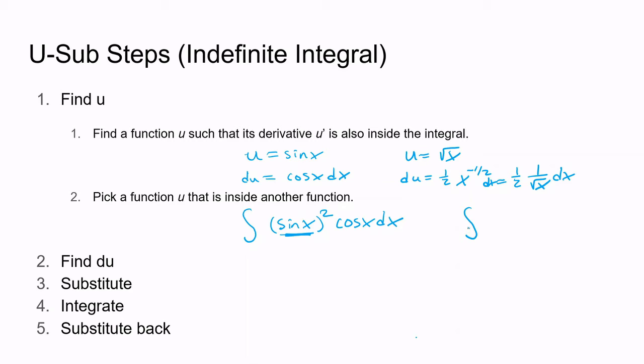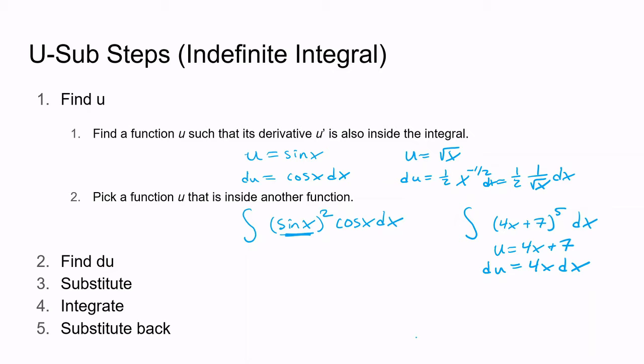Another example that was similar to one in the worksheet, we had 4x plus 7 to the 5th. And again, as we stated in class, you could just multiply out this 4x plus 7 to the 5th, and you'd have a giant polynomial, and you could just integrate each term. Or you could say, well, I'm just going to pick whatever's inside, and I will see that I get something that isn't too bad for my u. Okay, so that's our find u.